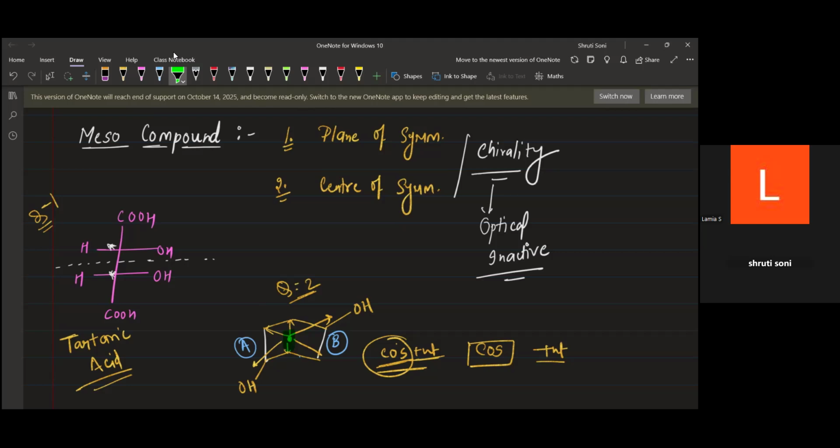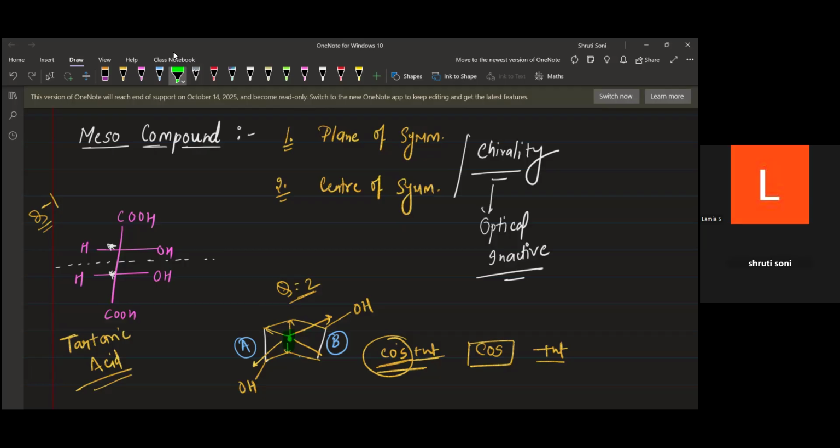Oh, okay. Sorry, I was confusing it with the other bridgehead structures we drew. There was something. Oh no, never mind. No, sorry. These are completely opposite. I'm just explaining how we will put a plane of symmetry and center of symmetry in any given organic compound.